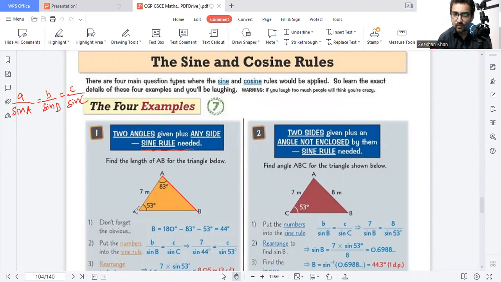Now we have to decide which two should we consider to solve this question. Now, if you see C is given and A is given, right? Two angles are given, C and B. So this is C and this is B. So it means we have to choose these two fractions for this question because the angles C and B are given. So we'll go with this one. So sine B over b equals sine C over c.